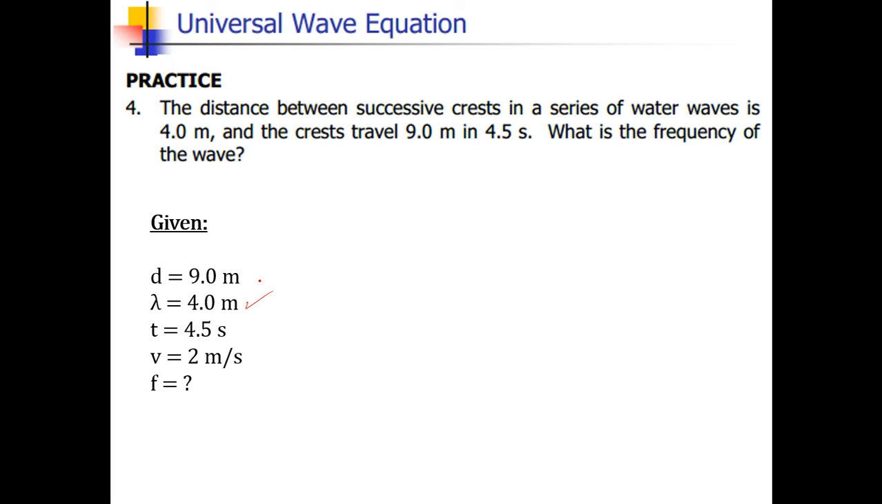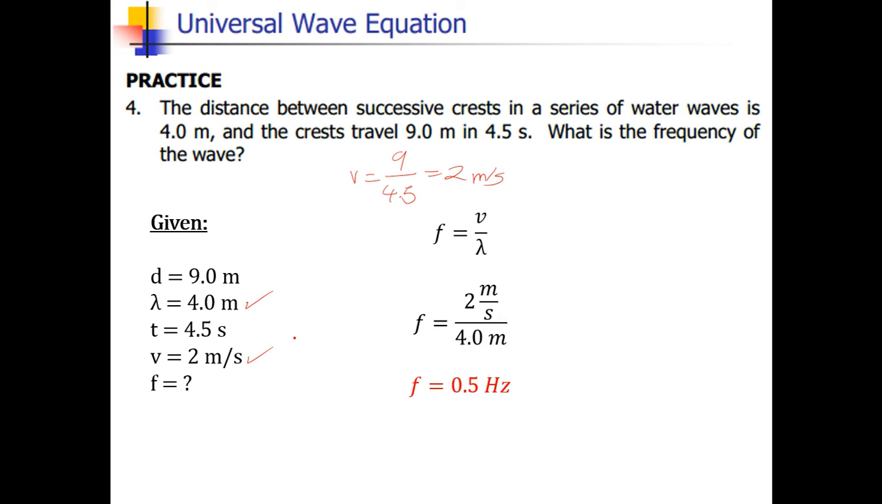It says they do travel a distance of 9 meters, and we get 4.5 seconds for time. Okay, so we do have speed. If we take our distance and divide it by time, we get 2, and that would be meters per second, which is why I have this here. So now it's just a matter of finding frequency. So we use our formula for frequency, which is our speed divided by our wavelength. So 2 divided by 4 is just 0.5, and we know frequency is measured in hertz.